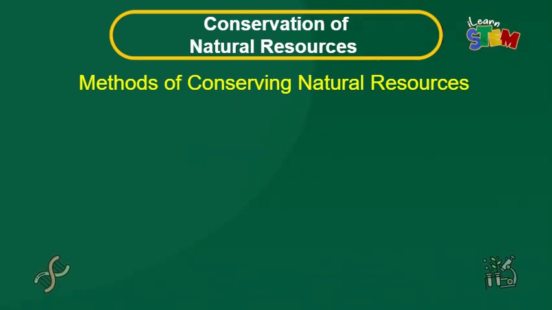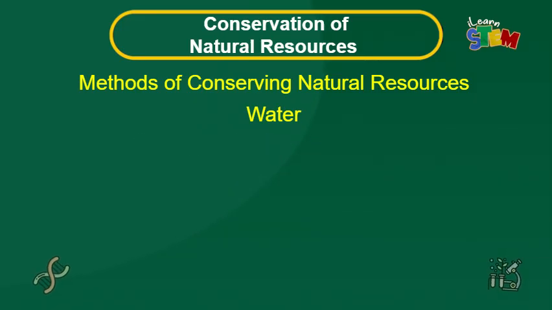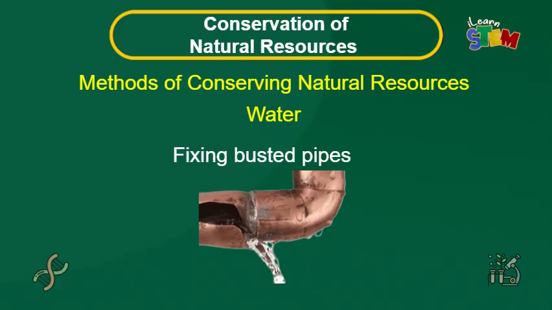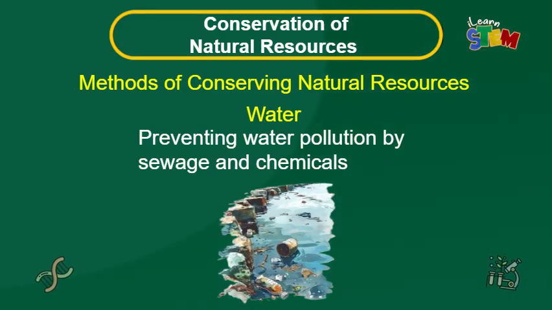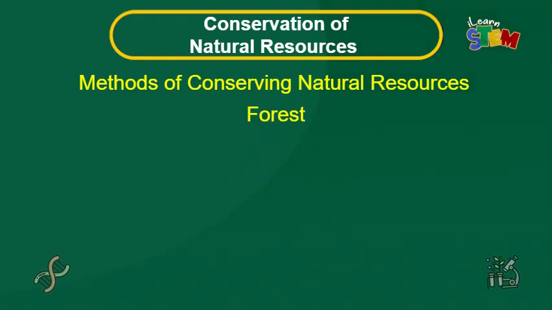Now, let's move on to the next natural resource, which is water. Water can be conserved in the following ways. 1. Storing water in tanks or wells. 2. Fixing busted pipes. 3. Preventing water pollution by sewage and chemicals. 4. Educating communities.